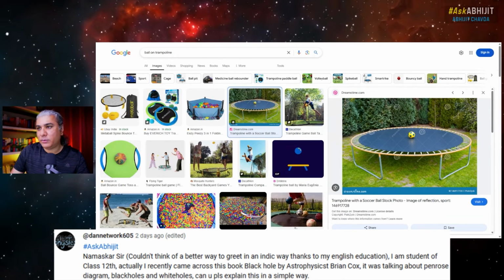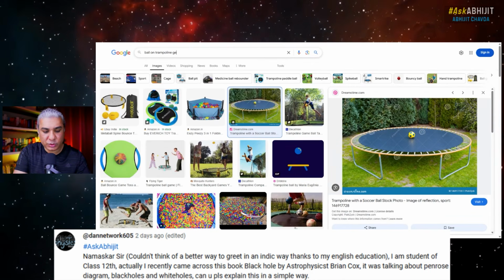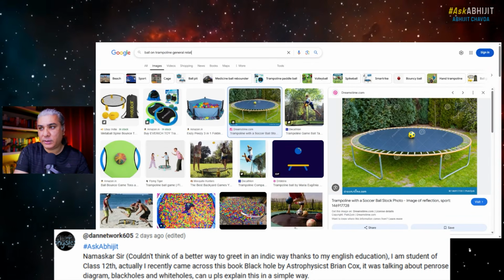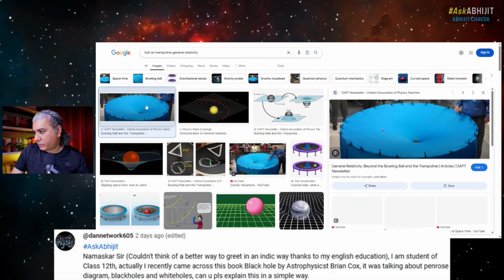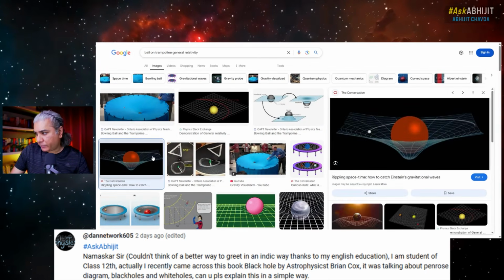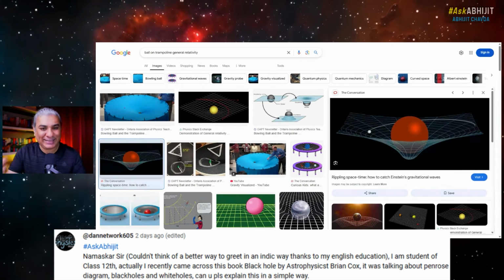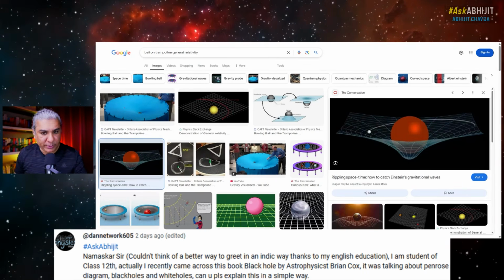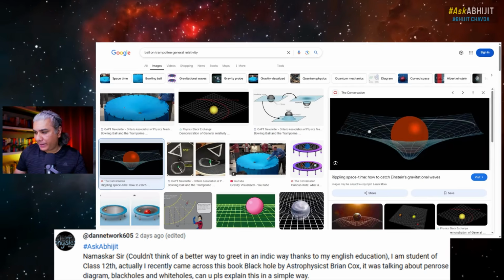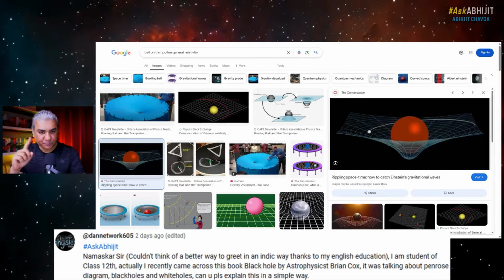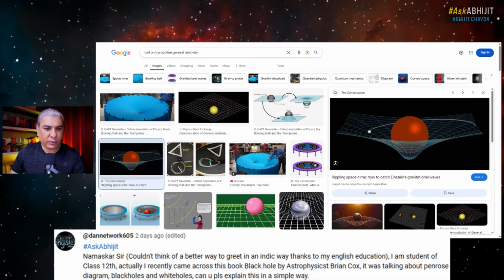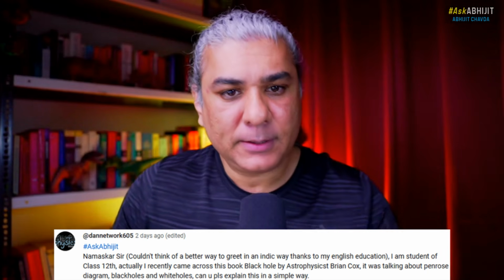Let me look up general relativity. Okay, here we have a ball on a trampoline. This is a better visualization. So if you put a ball on a trampoline, the trampoline sinks down, creating a big dip. And then if you roll a marble or a small ball near the bowling ball, it will circle before falling in. Okay, just keep that image in your mind. So that's kind of like a black hole.